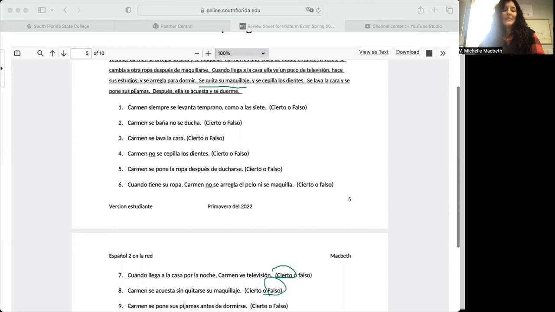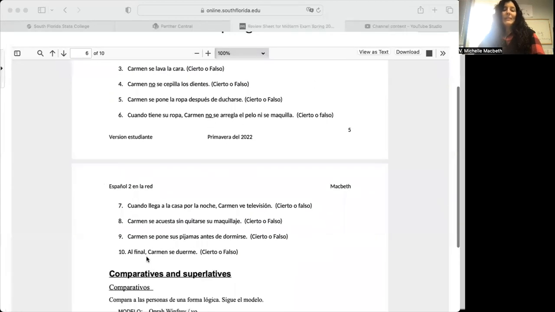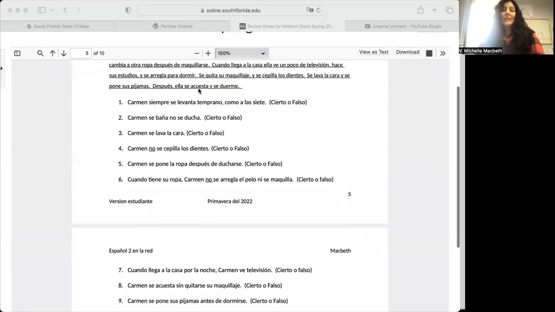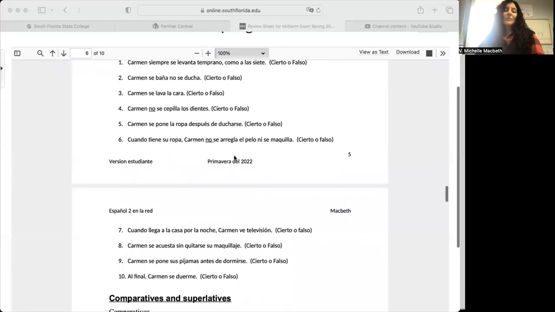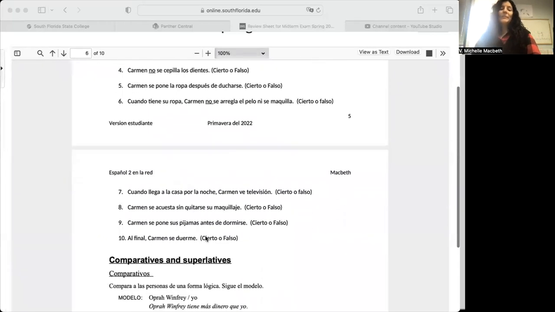And then here, Carmen se pone sus pijamas antes de dormir. Yeah, so she's putting on her pajamas. So that one is cierto. Okay. And I think we have one more. Let's see. Finally, al final Carmen se duerme. Okay. And then, yeah. So she duerme. So that one also is cierto.